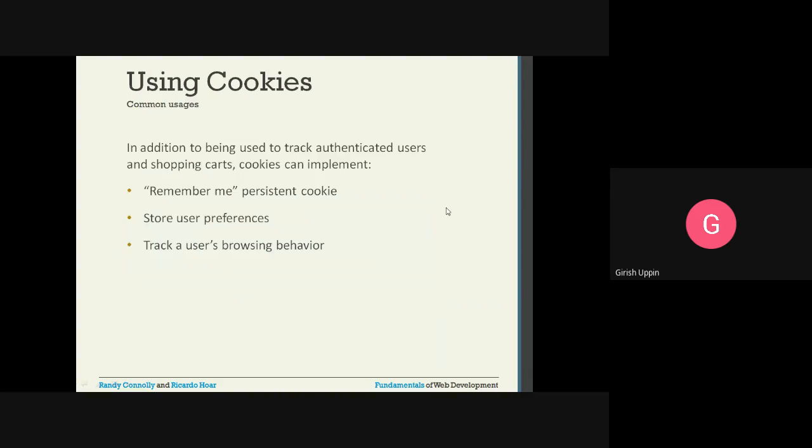In addition to being used to track authenticated users and shopping carts, cookies can implement other things. So these are the different things we can implement using cookies. Remember me, the persistent cookie. With remember me, you are remembering the last actions carried out by the particular user, so you can carry forward from there.